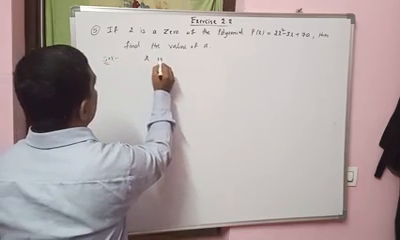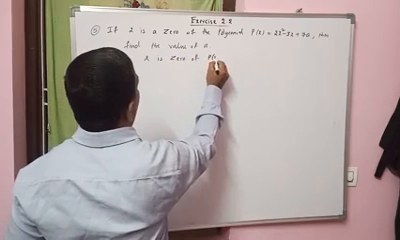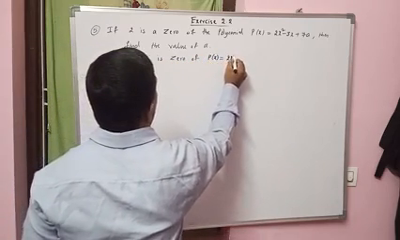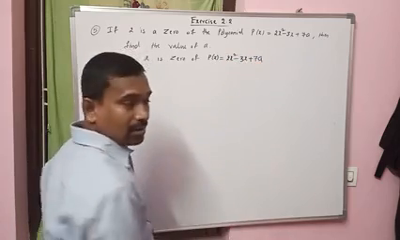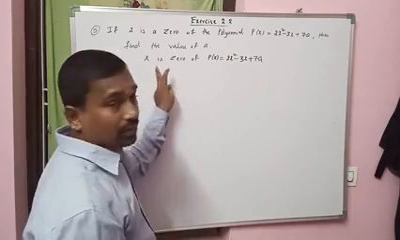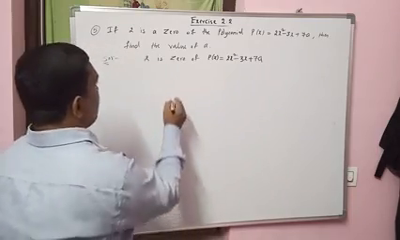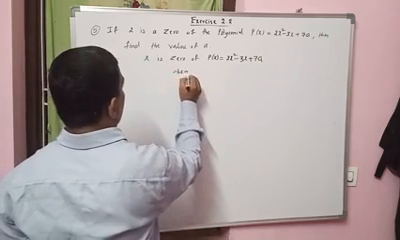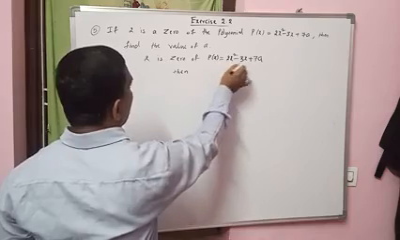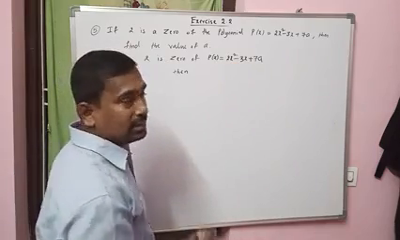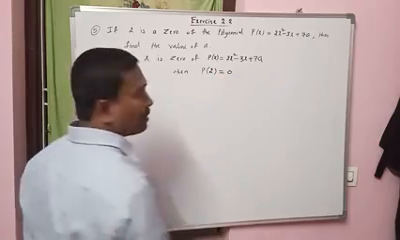2 is a 0 of the polynomial p of x equal to 2x² minus 3x plus 7a. So, 2 is the 0 of the polynomial, which means p of 2 equals 0. If you substitute 2 in the polynomial, the polynomial value becomes 0. That is, p of 2 equal to 0.